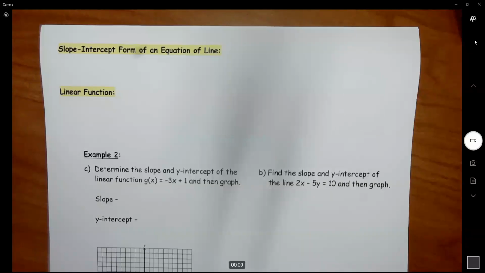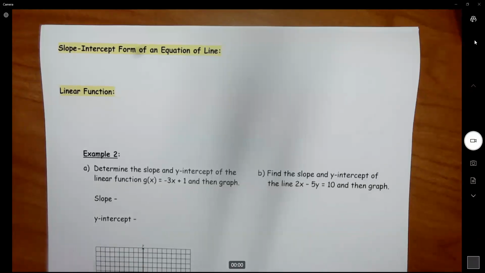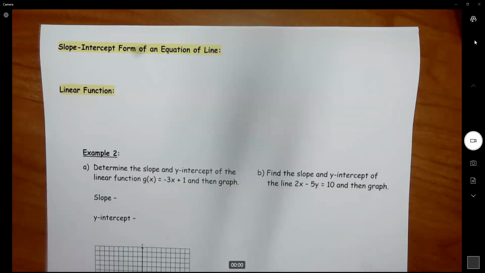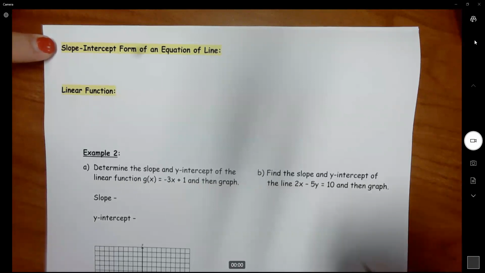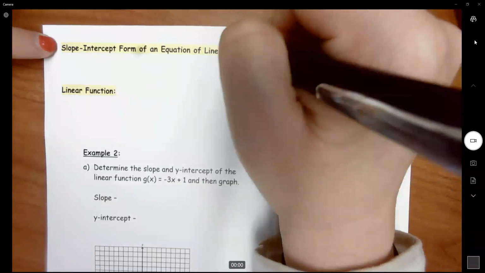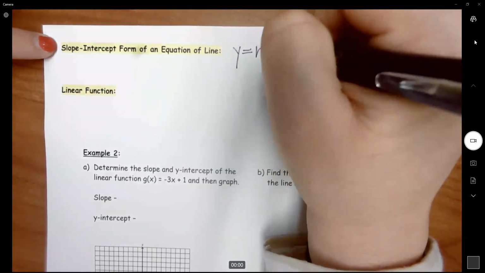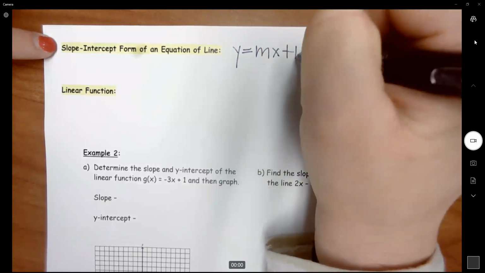In this video, we're going to go over how to graph lines. And the easiest way to graph lines is what we call slope-intercept form. Slope-intercept form is y equals mx plus b.